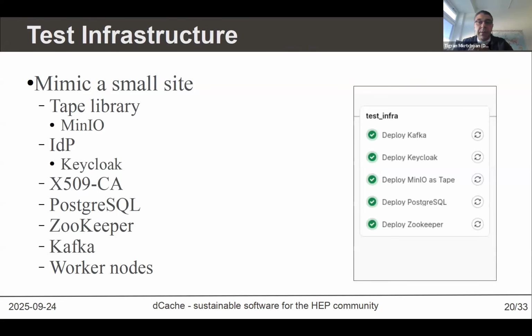For our test infrastructure, we have to mimic a small site. So we need to do everything which a small site has to provide. In addition to Postgres and Zookeeper, we also run Keycloak, because we have to generate tokens for testing. We run our own CA because we need to generate certificates for testing. We run the worker nodes because we need to run user-specific workloads. And all of this is part of our CI pipeline. So we don't run them separately. They are spawned as a part of our CI.